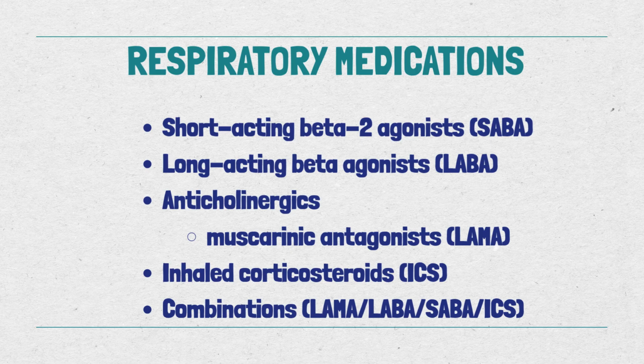Next, we have our respiratory medications, and there are several more than are on this list that you will learn eventually. But for now, our main categories are our short acting beta 2 agonists. That's a SABA. You'll hear them referred to as SABAs, short acting beta agonist. Then we have our long acting beta agonists or LABAs. Then we have our anticholinergics, and we will talk more about cholinergics and anticholinergics in the fall. But another name for those would be muscarinic antagonists, and we use long-acting muscarinic antagonists or LAMAs.